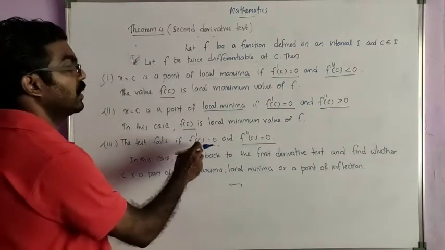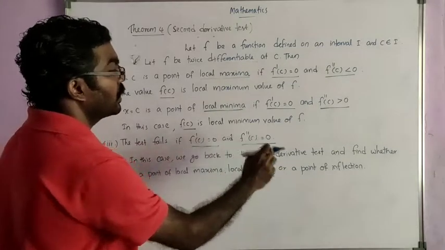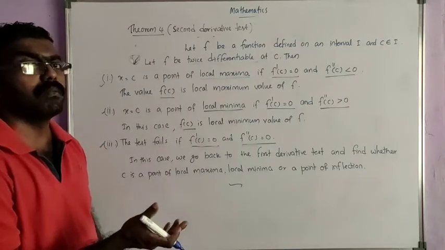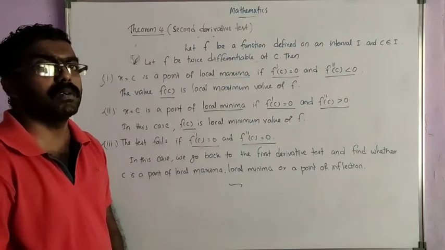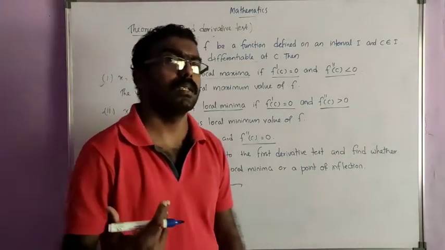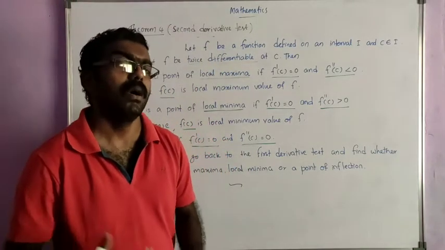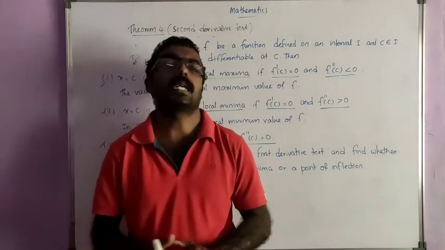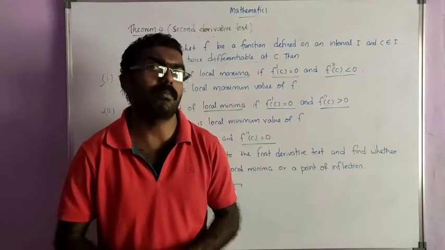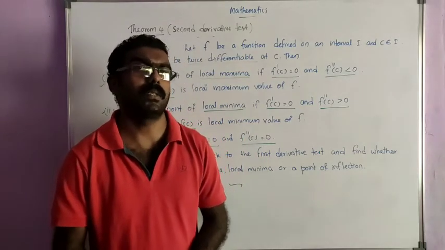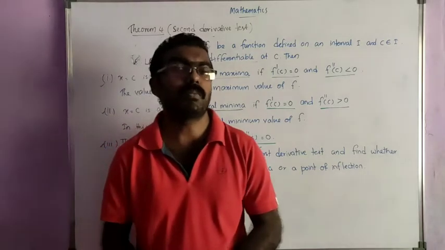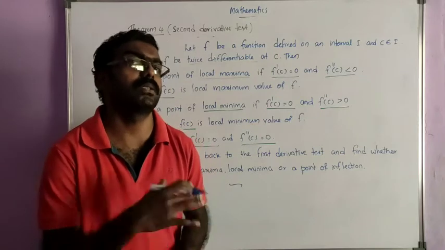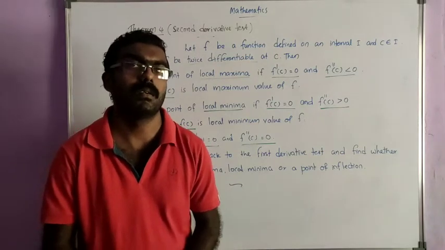And the test fails if f dash of c equal to 0 and f double dash of c is also equal to 0. So in this case, we go back to the first derivative test and we have to check whether c is a point of local maxima or local minima or point of inflection. Okay. The second derivative test is often easier to apply than the first derivative test. So in most of the problems we check using the second derivative test, and if the test fails, then only we go back to the first derivative test.